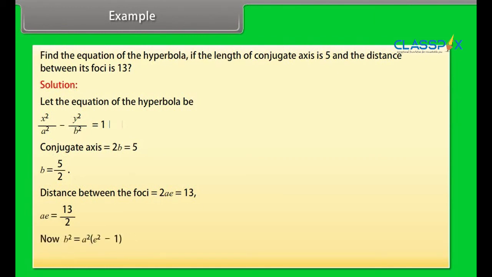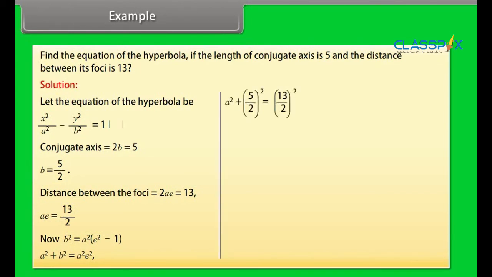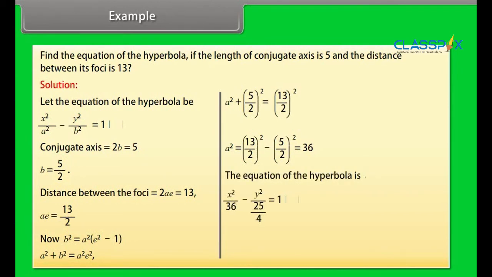Now, b square is equal to a square into e square minus 1. So a square plus b square is equal to a square e square. A square plus (5 by 2) whole square is equal to (13 by 2) whole square. A square is equal to (13 by 2) whole square minus (5 by 2) whole square is equal to 36. The equation of the hyperbola is x square by 36 minus y square by 25 by 4 is equal to 1. That is, x square by 36 minus 4y square by 25 is equal to 1.